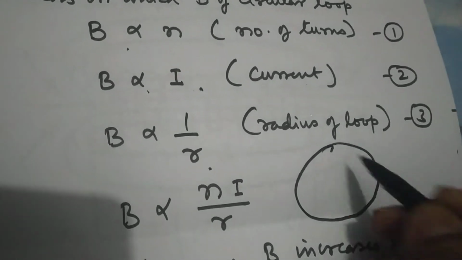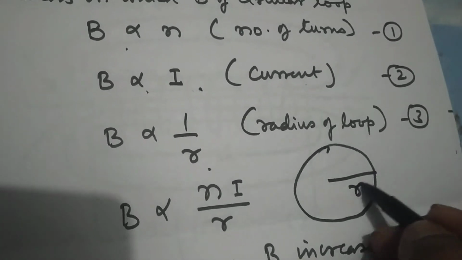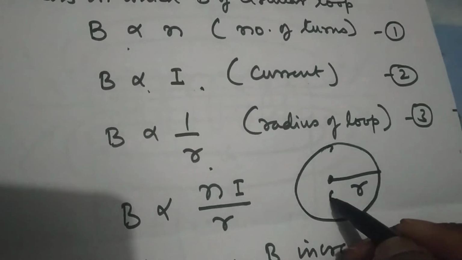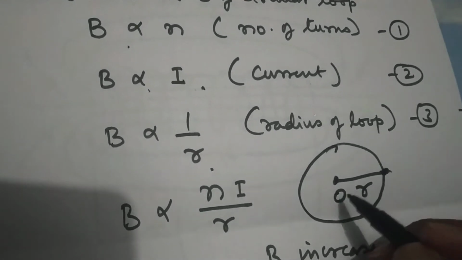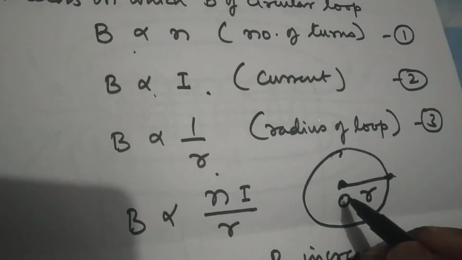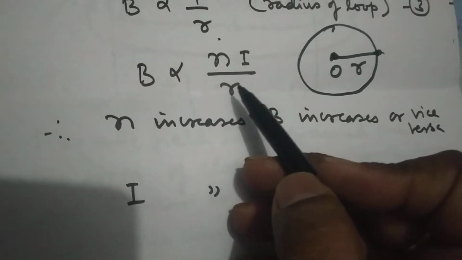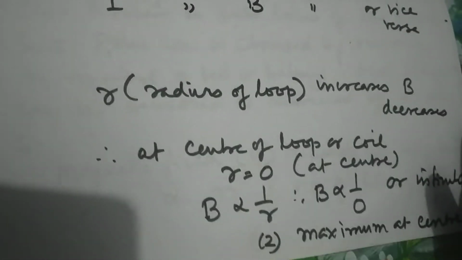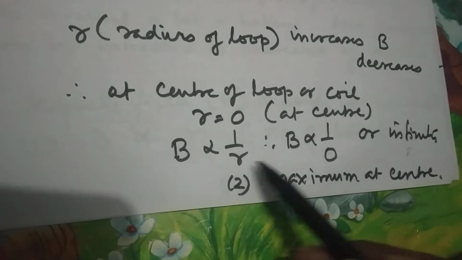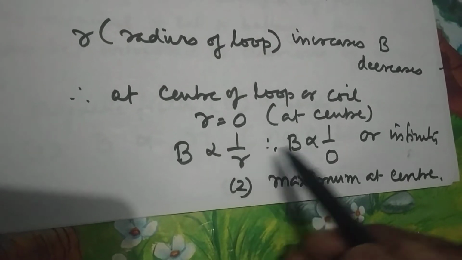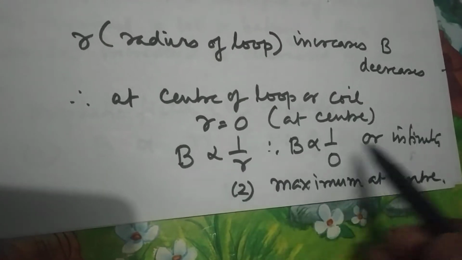As far as radius of the loop is concerned, it is inversely proportional. Try to follow that this is the radius of the loop. And if you are counting this as a radius, this is the 0, this is the center, and this is the maximum one. So if you count from here radius is 0. So if you put this value 0, this factor that I have shown at the bottom, 1 upon 0, your magnetic field will become infinity.